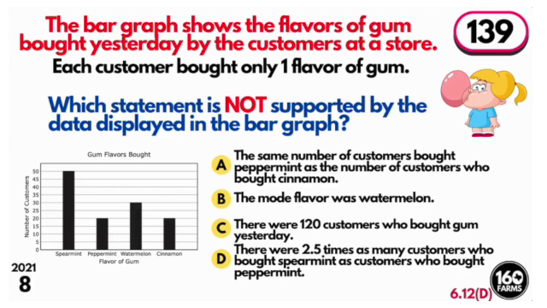Number 8, the bar graph shows the flavors of gum bought yesterday by the customers at a store. Each customer bought only one flavor of gum. Which statement is not supported by the data displayed in the bar graph? Let's pull the graph up and break it down and see where we're at.